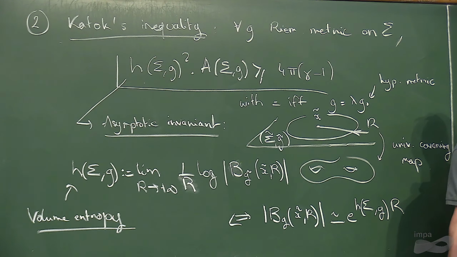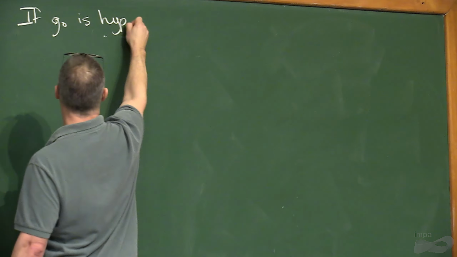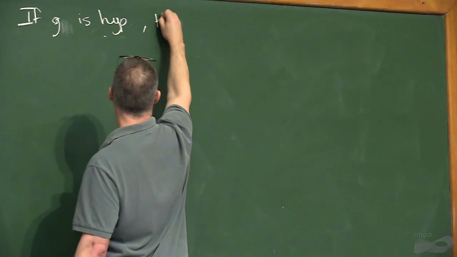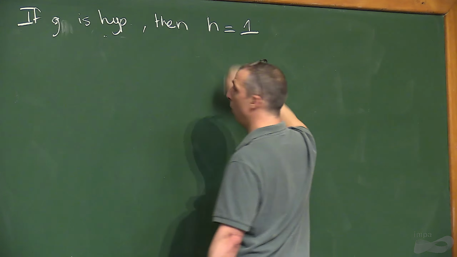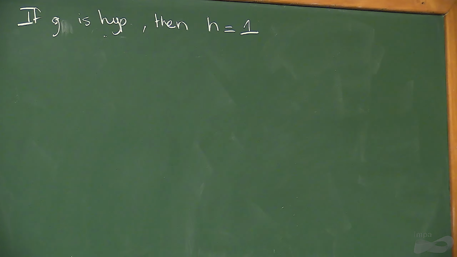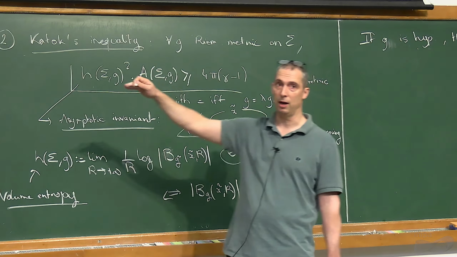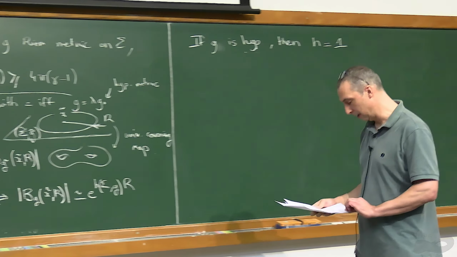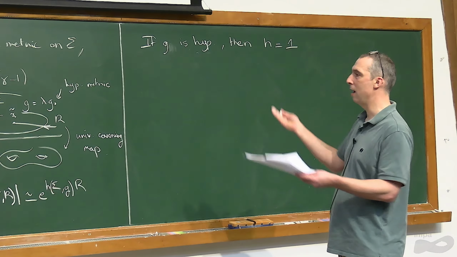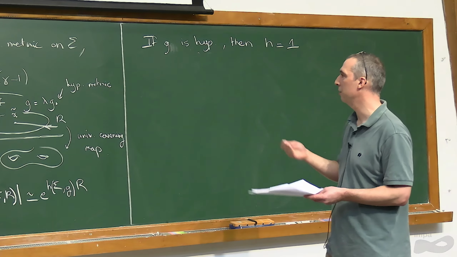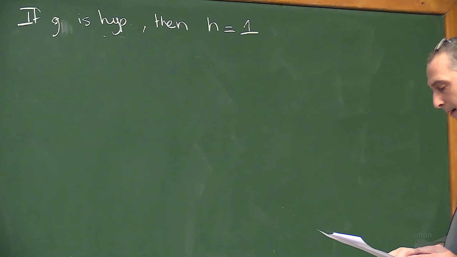So if g is hyperbolic, then the volume entropy is constant, equal to 1. And as you have equality when this is any multiple of the hyperbolic metric, then you recover that the area is equal to 4 pi times the genus minus 1. Okay, so it's a way of viewing this theorem, maybe in some sense artificial, but it will be really productive, as you will see later.